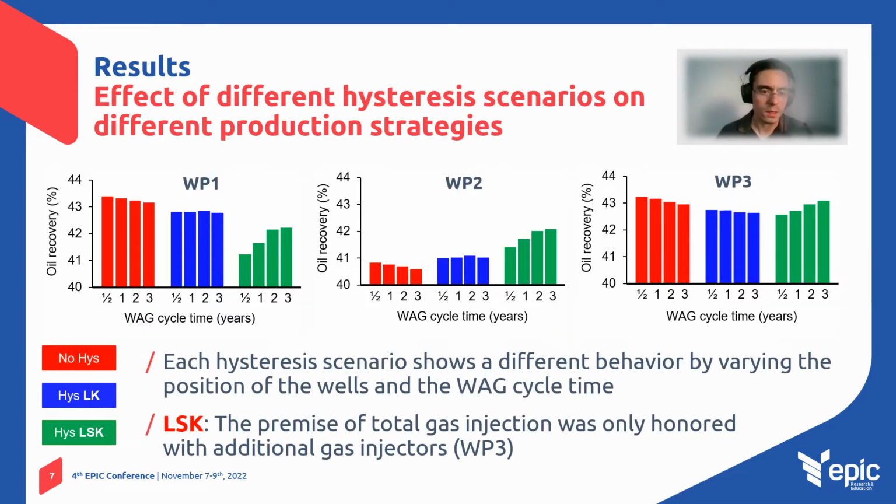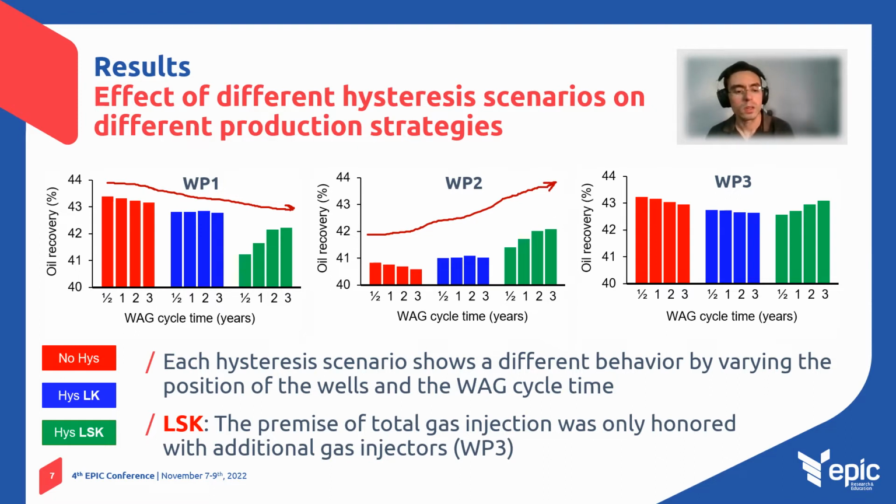Now, in terms of the results about effects of different hysteresis scenarios on different production strategies, we have these pictures showing the oil recovery as a function of the WAG cycle time and the hysteresis scenarios. We can see here for WP1, the oil recovery decreases as we include the hysteresis phenomena, but the opposite is observed for WP2. The oil recovery increases as we include the hysteresis phenomena.